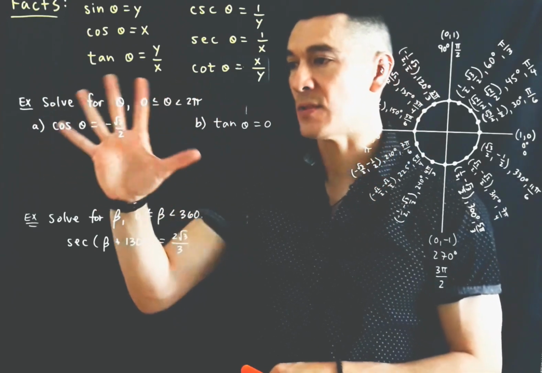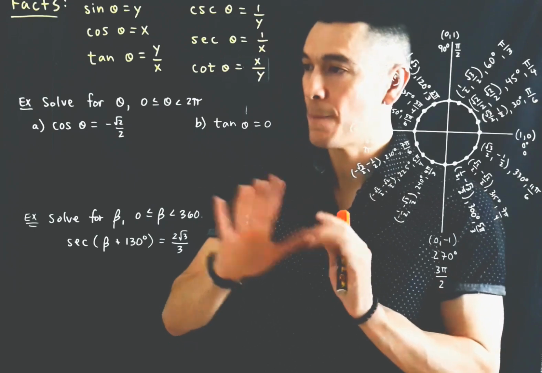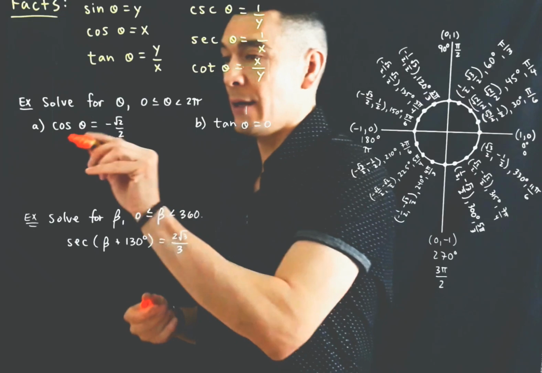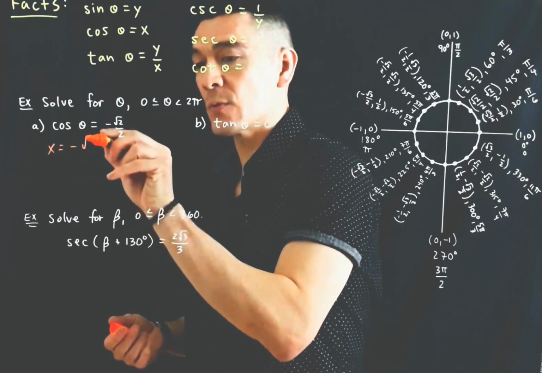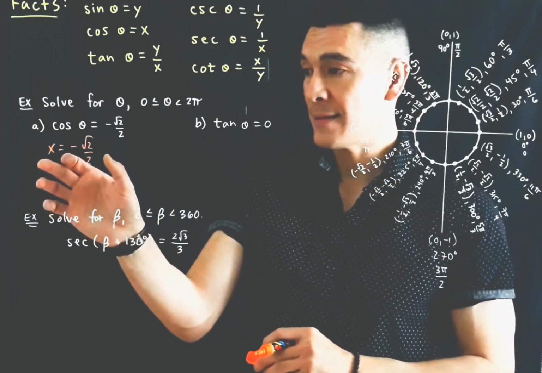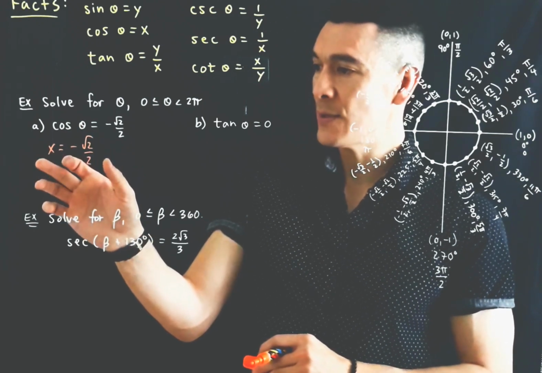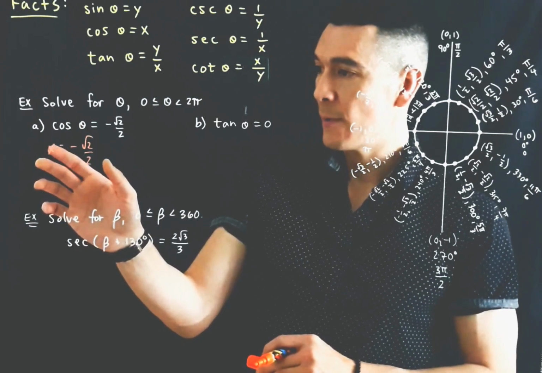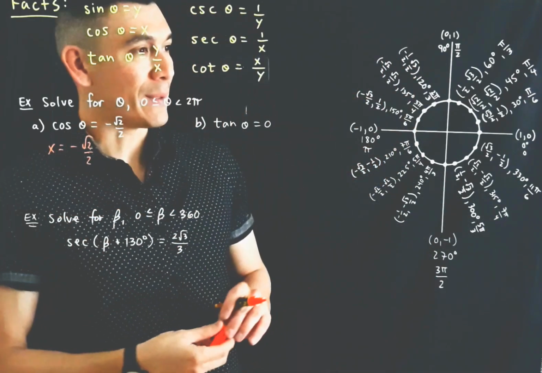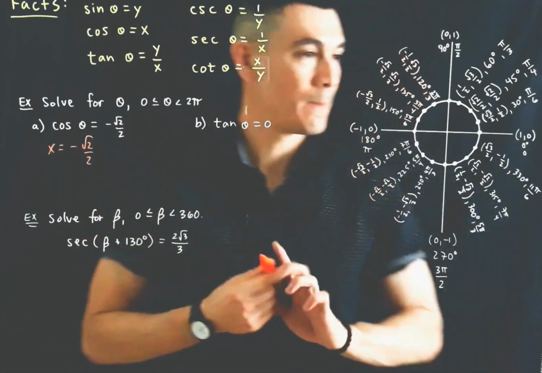See, we could do these problems logically, or we could follow a certain procedure. Let us try procedures for now. Cosine theta can be replaced by x. So here, this would say x equals negative square root 2 over 2. This is a statement, and this statement is going to reveal to us the value of theta. So let's look at the unit circle and find locations where the x-coordinate is negative square root 2 over 2. Where does that happen?